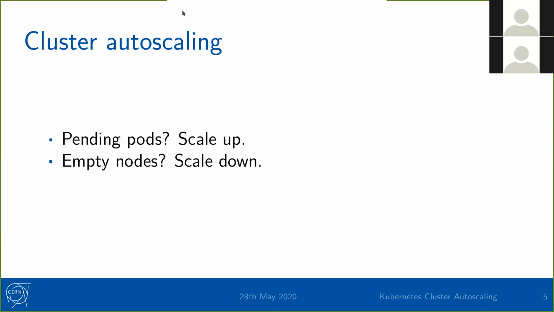And on the scaling down side, it tries to be a bit clever as well. If it sees a node that has some pods on it, but not many, then it can see if it will help by moving those pods onto other nodes to make sure that the node is empty and that it can be removed, to ensure that you get as close to the lowest number of nodes as possible.